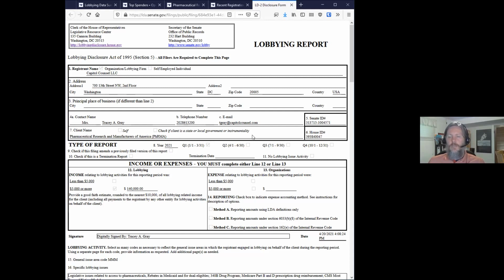So if you want to go right to the source, you can pick which version of the search you like more. But in these forms, you'll find information about the registrant, which is basically the lobbying firm, so who they hired, and who's actually spending the money, in this case, pharma, and how much they paid that lobbying firm.